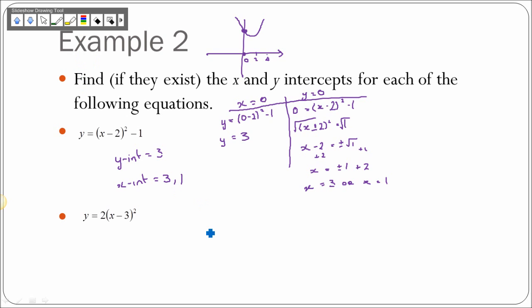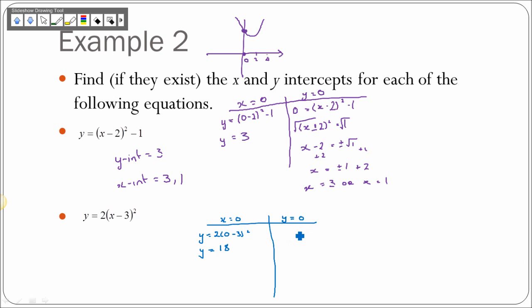And we're going to do exactly the same thing. We'll separate our working, and we're going to find the x and y intercepts for each of the following questions. So we'll do x equals 0, y equals 0. Okay, so for x equals 0, we have y equals 2 bracket 0 minus 3 squared. 0 minus 3 is negative 3. Negative 3 squared is 9. And 9 times 2 is 18. So our y-intercept is just 18.